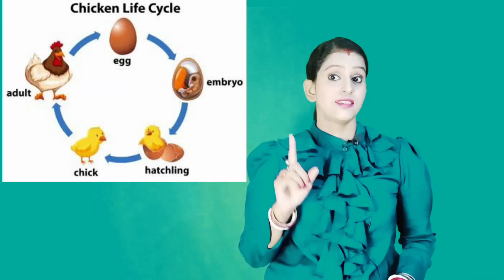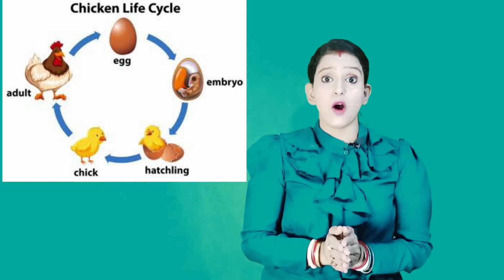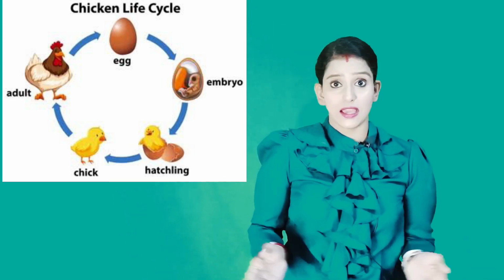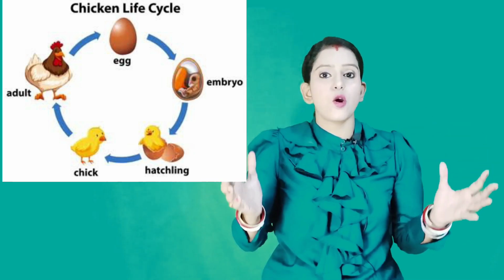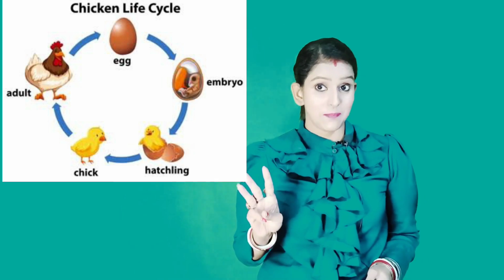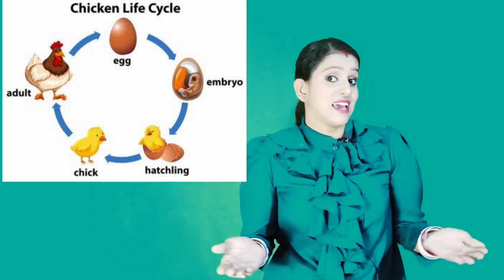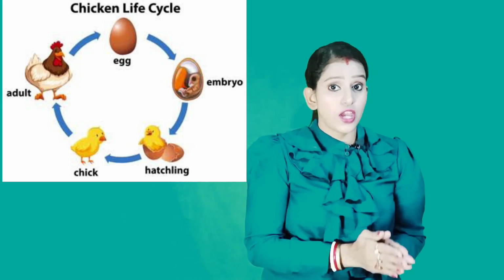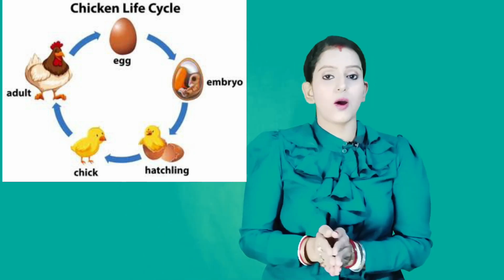Now I shall explain the life cycle of a hen. Stage 1. Egg. An adult hen lays eggs that take about 21 days to hatch. Stage 2. Hatchling. The baby chick eats the yolk inside the egg and cracks the egg open to hatch. Stage 3. Chick. The baby chicks after hatching are weak and are taken care of by their mothers. Stage 4. Adult. The chick grows into an adult hen. A young male chicken is called a cockerel.